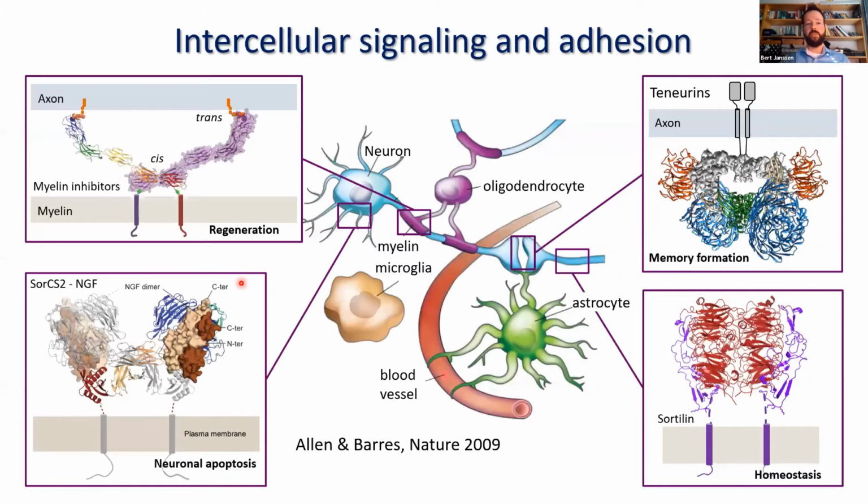So I've shown you two examples of the work that we do on the MAG molecule in the myelinated axon and the neurons in the synapse. I won't speak today about other work we've done on SORCS2 and NGF, for example, that induces neuronal apoptosis, and on sortilin, that is important for maintaining homeostasis in our nervous system. So that's for the next time.